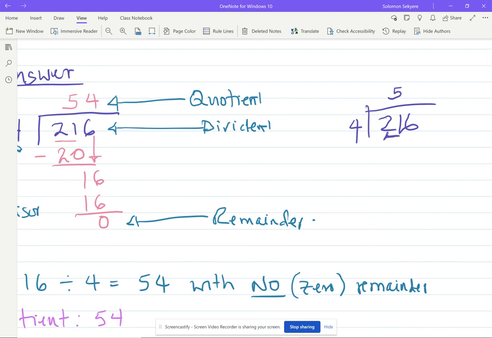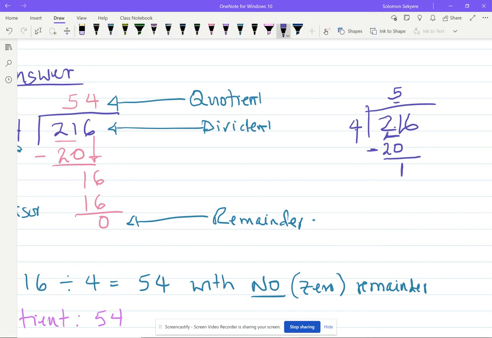Then we take the 5 and multiply by 4. We get 20. We put it over here. What do you do next? Then you subtract. 21 minus 20, you get 1. 1 is not enough to divide by 4, but there is a digit left, which is 6. We bring the 6 down.